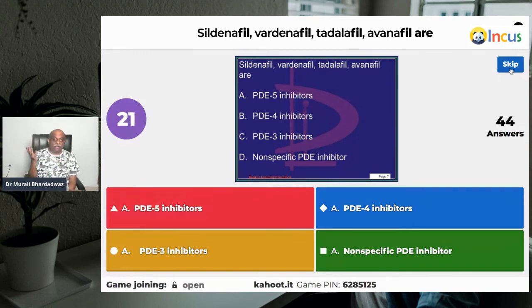Sildenafil, Vardenafil. This I know all of you will kill the answer. But who kills faster is the greatest killer, Bahubali.